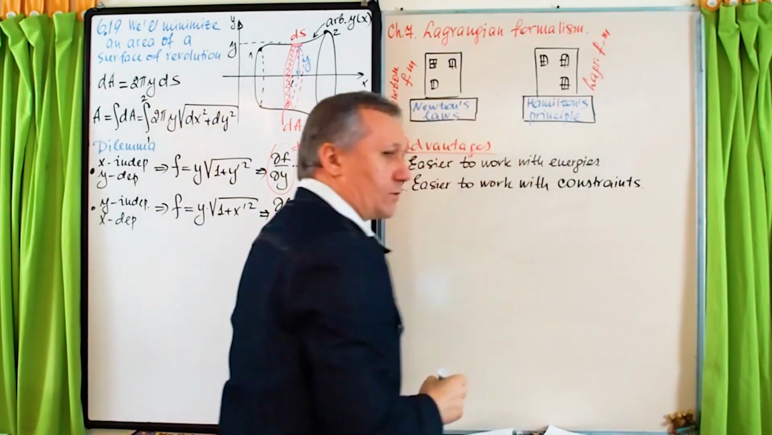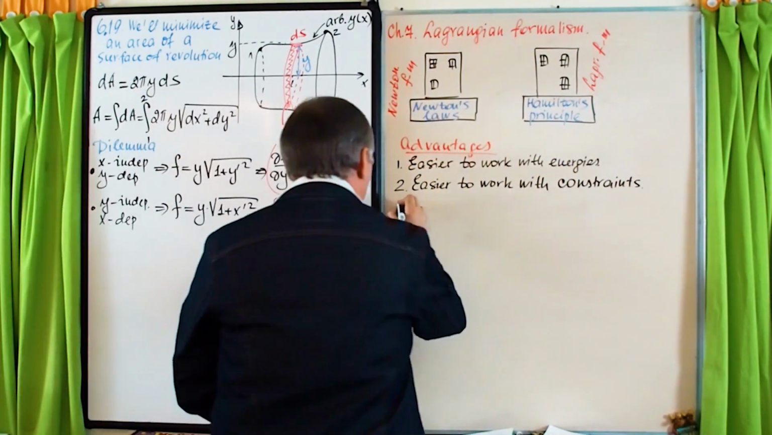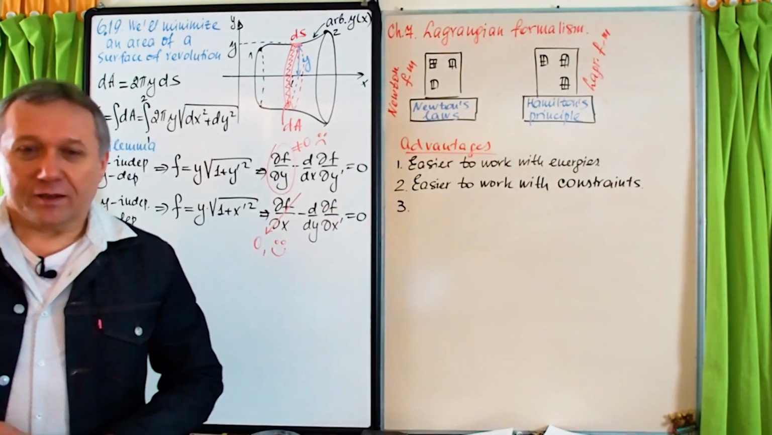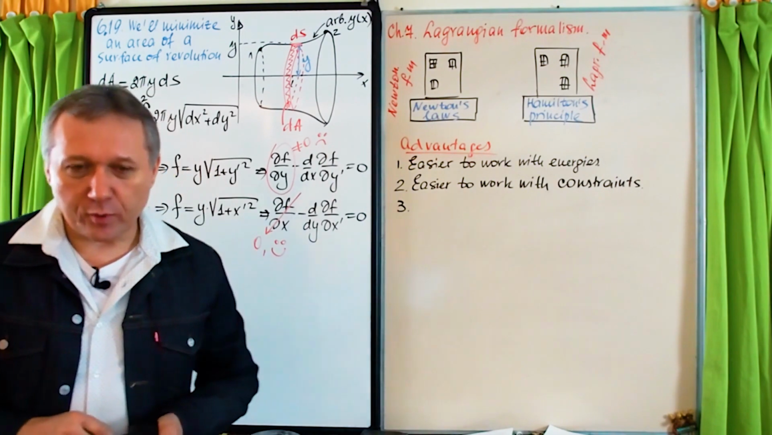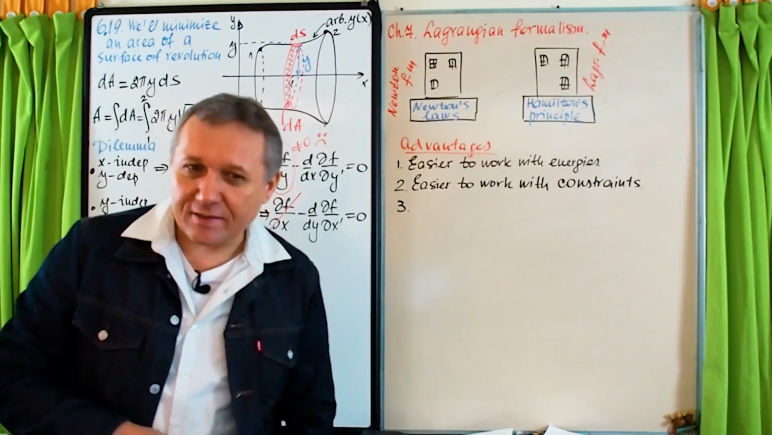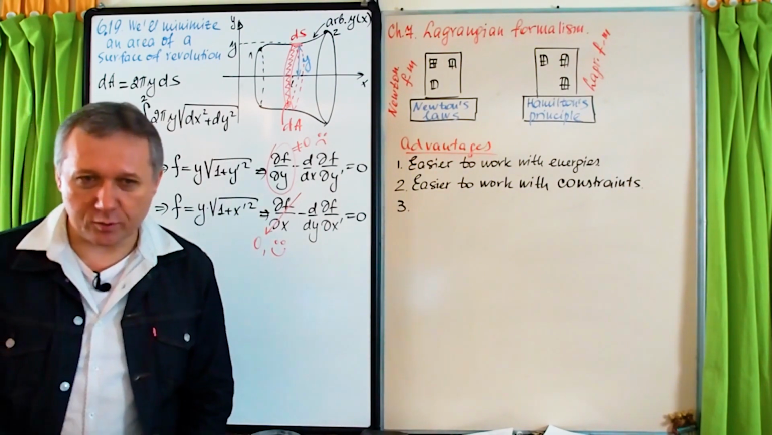Surfaces, rods, and so whatnot. And the last one, probably the most appealing: the Lagrange equation, which will be the equation of motion in the Lagrangian formalism, has exactly the same form. It doesn't matter which coordinate system, which coordinates you use.